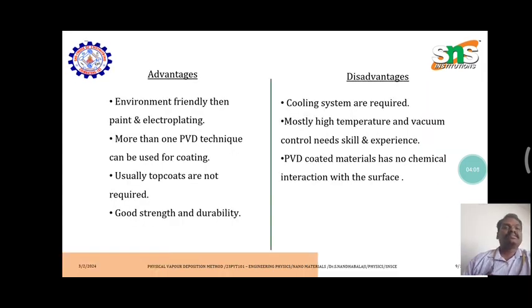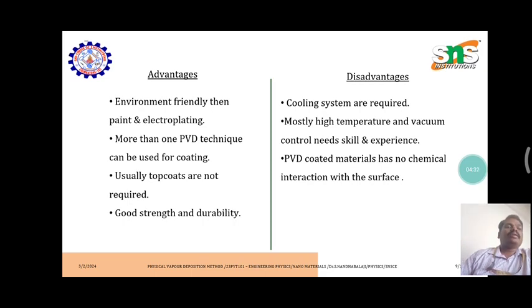In the advantages of physical vapor deposition, it is more environmentally friendly than paint and electroplating. More than one PVD technique can be used for coating. Usually top coats are not required. It has good strength and durability once it is generated, and other work is very easy.